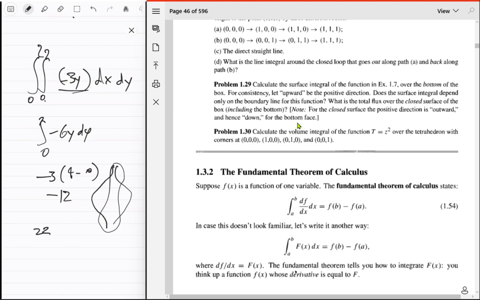I don't get it. Why did they ask me this question if this was not? I don't get it. The bottom. But whatever, just move on.